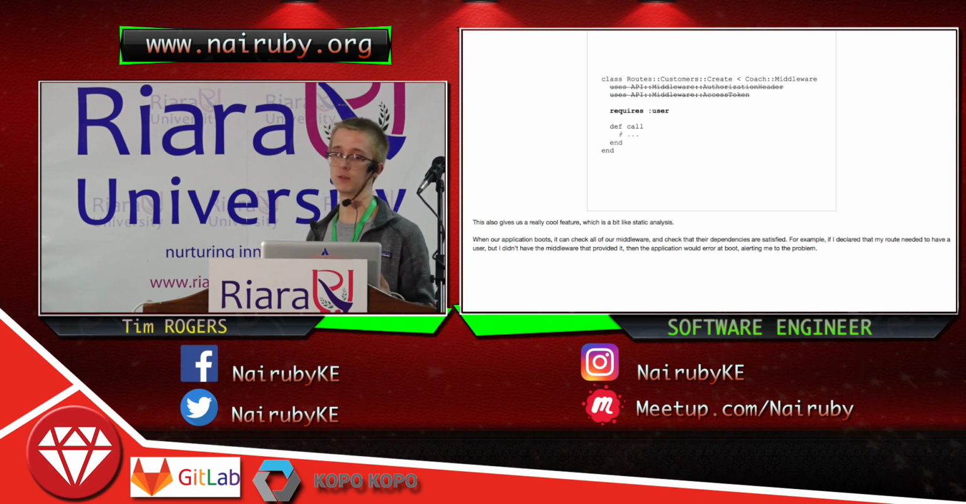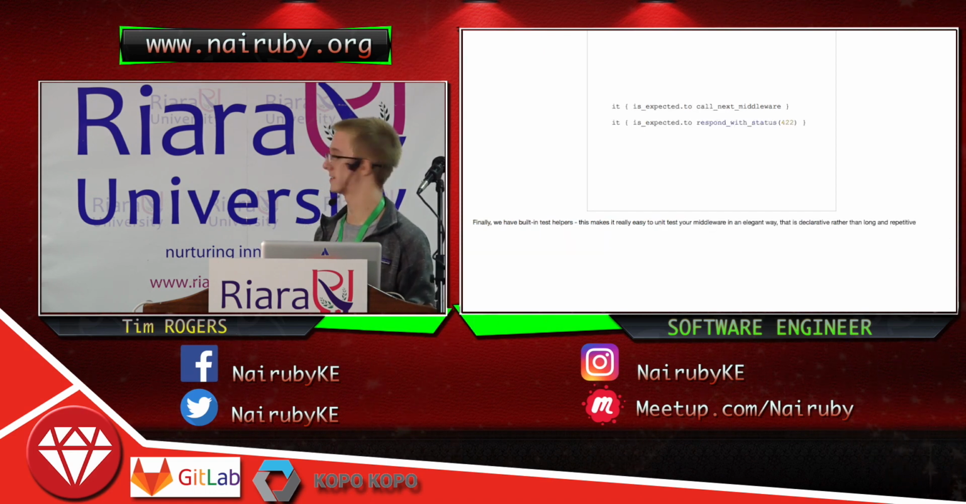This gives us a really cool feature, which is a bit like static analysis. When our application boots, it can check all of our middleware and make sure the dependencies are satisfied. So for example, if I said here that I require a user, but didn't depend on a middleware that provides it, then my application would be able to error at boot, telling me that there was a problem. And finally, Coach has some really nice test helpers, which makes it easy to unit test your middleware in an elegant way that is declarative rather than long and repetitive.